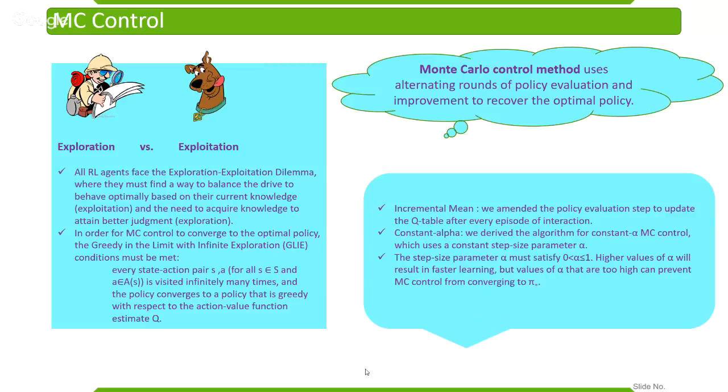The value lies between 0 and 1. The higher the value of alpha, the faster the learning will be. But values which are too high can prevent the MC control from converging to an optimal policy. How? Because if the learning rate is too fast, it might be a possibility that the agent does not learn properly because the learning rate is too fast.